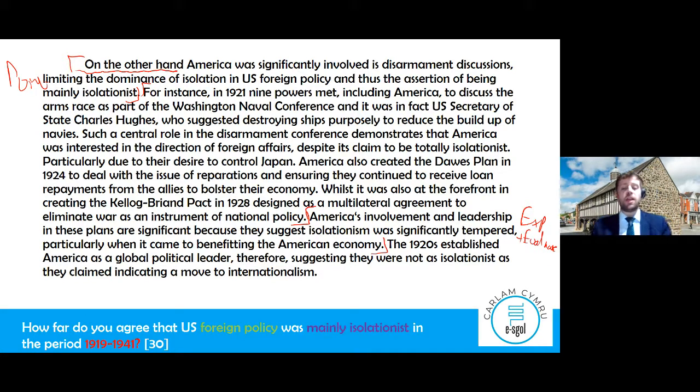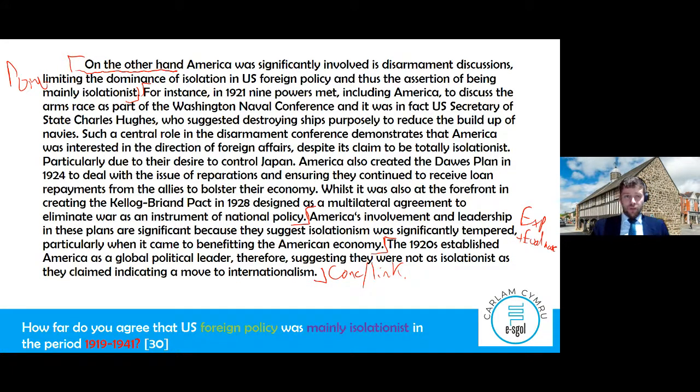Now, I've offered a lot of evidence there because it is the first time I've mentioned the other side of the argument. So I'm introducing a lot of evidence. And this last sentence is again your conclusion, your link. Right? The 1920s established America as a global political leader, therefore suggesting they were not isolationists as they claimed, indicating a move to internationalism. So I'm linking back to the previous two paragraphs, the claims that they were isolationists by refusing to join the peace treaties, the League of Nations, etc. And I'm kind of summing my argument of that paragraph up as well.